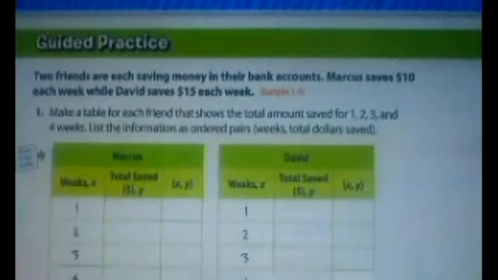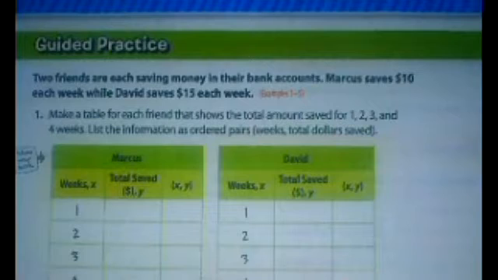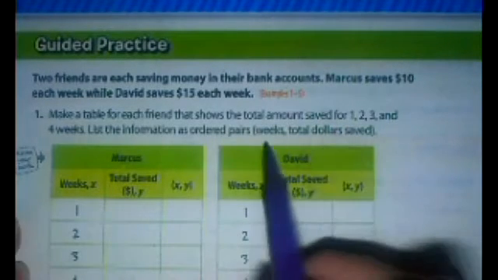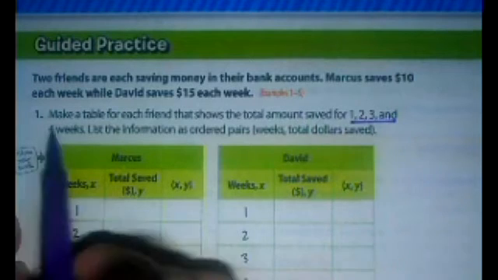Okay. 2 friends are each saving money in their bank accounts. Marcus saves $10 each week, while David saves $15 each week. Make a table for each friend that shows the total amount saved for 1, 2, 3, and 4 weeks. List the information as ordered pairs of weeks to total dollars. All right, so we know that they're saving for 1, 2, 3, and 4 weeks. So you can see 1 through 4 is listed.